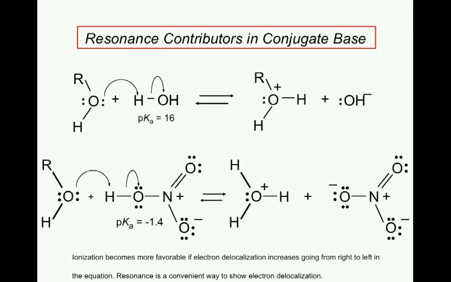The reason for this can be attributed to the fact that the conjugate base of nitric acid has 3 resonance contributors, but the conjugate base of water has no resonance contributors. In effect, the electron density is more spread out, or delocalized, in the conjugate base of nitric acid than it is in the conjugate base of water, thus making nitric acid a stronger acid. Once again, delocalization, or the spreading out of electrons through the resonance structures, increases the stability of the conjugate base, making it a much more stable structure.